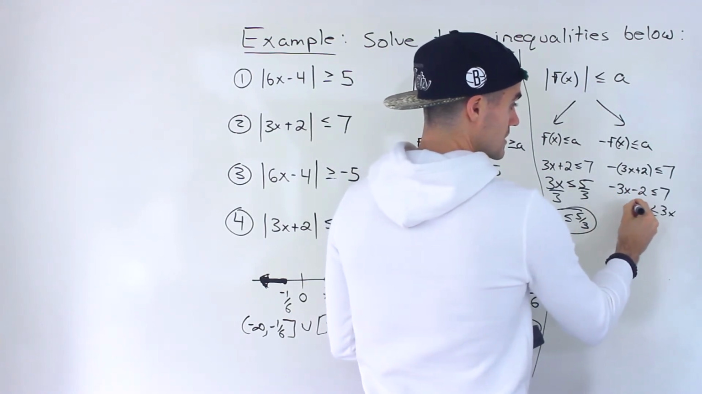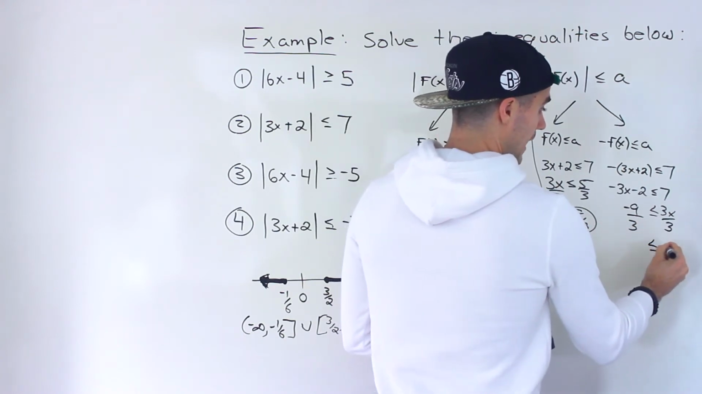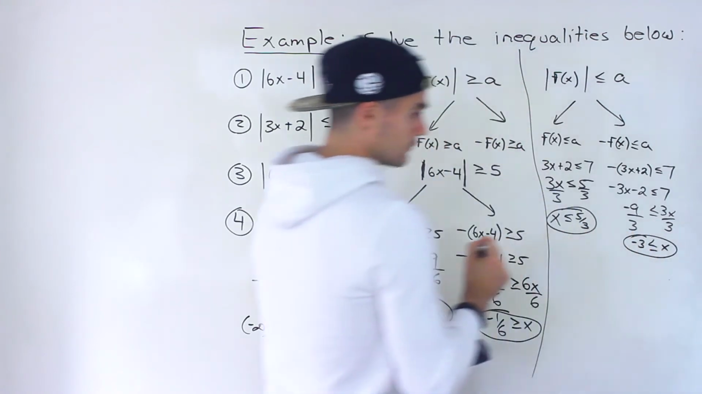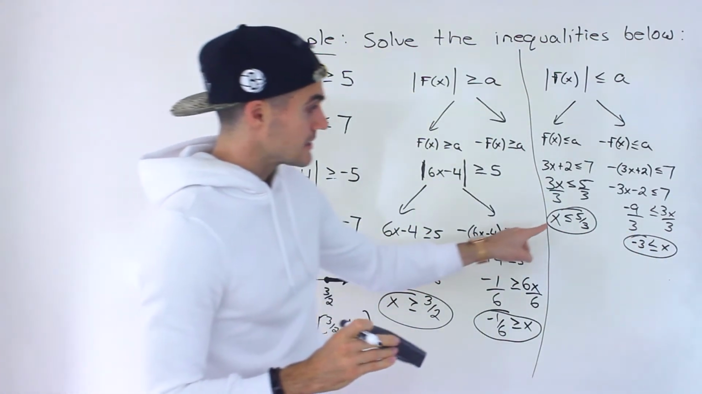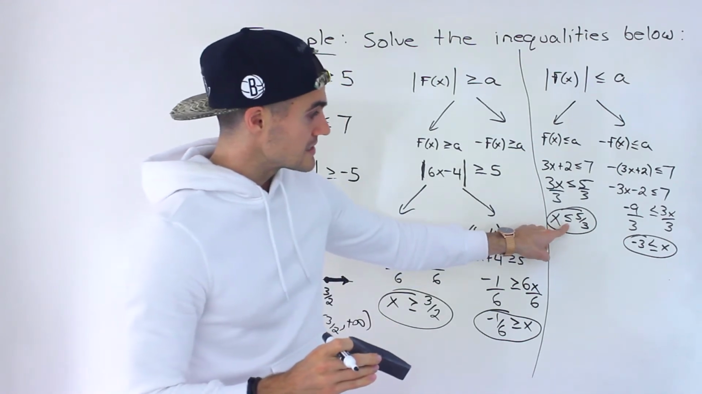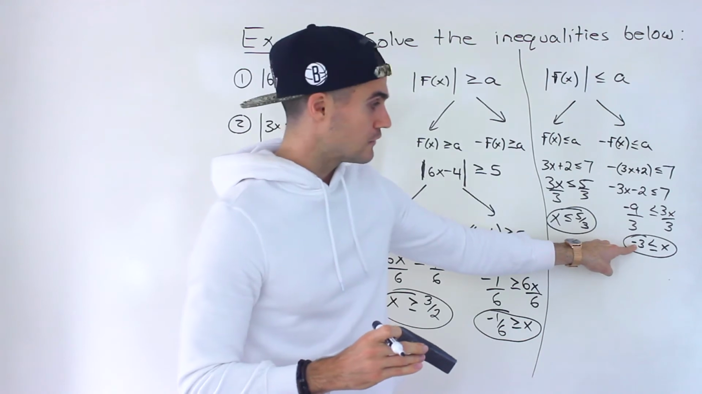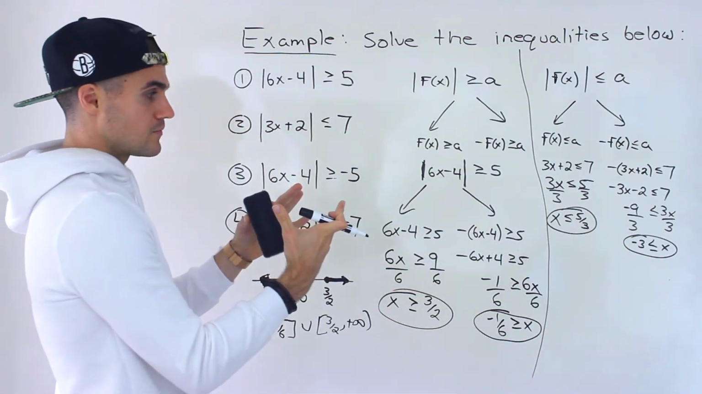-2 minus 7 gives us -9. Divide both sides by 3. And so we'd end up with x being greater than or equal to -3. And so in this case, notice that x is either less than or equal to 5 over 3, but it has to be greater than or equal to -3. And so notice that we can combine those in this case.